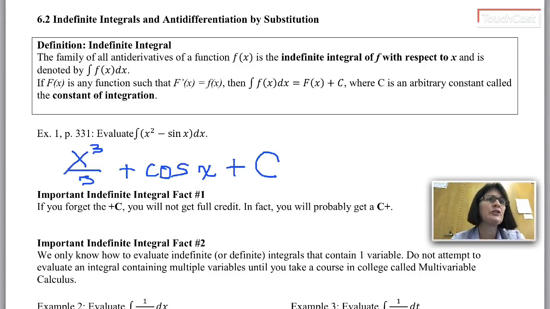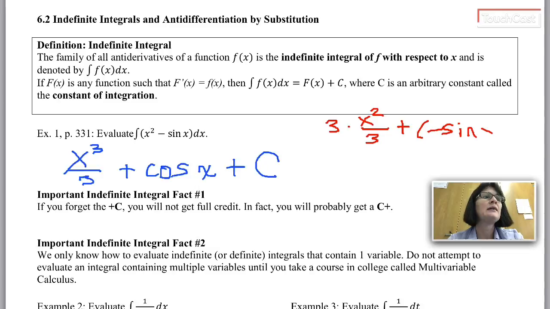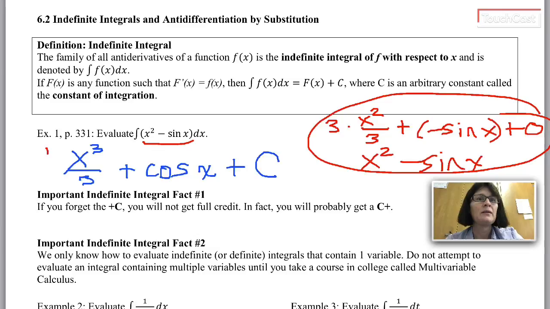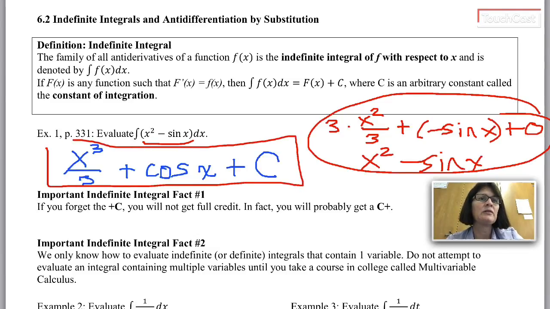So the derivative of x cubed over 3 is going to be 3 times x squared over 3 plus the derivative of cosine, which is negative sine of x. The derivative of this c is going to be 0. So 3x squared over 3 makes x squared minus sine x, which is a perfect match for the integrand I started with. This was me checking my answer to tell me that my original answer was totally correct.